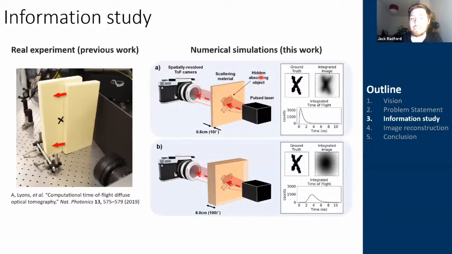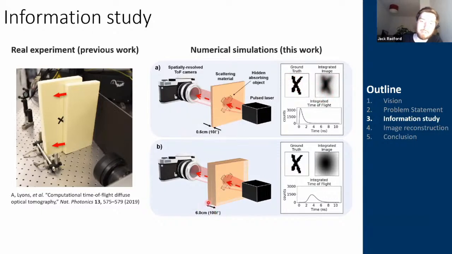So the numerical simulations used in this study are based on a real experiment, which was published in Nature Photonics by the group in 2019. It consists of 2 polyurethane slabs, which have optical properties similar to human tissue. And between those 2 slabs is a hidden absorbing piece of black tape in the shape of an X. The task is to reconstruct the image of the tape. In the simulation, we can change parameters such as the thickness of the material or the object which is hidden in the material. And for thin materials, if we just look at the pixels in space, you can almost see the shadow of this hidden object.